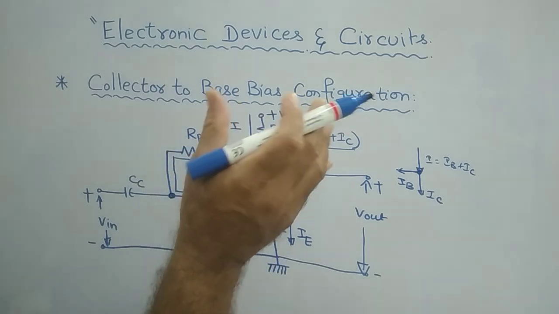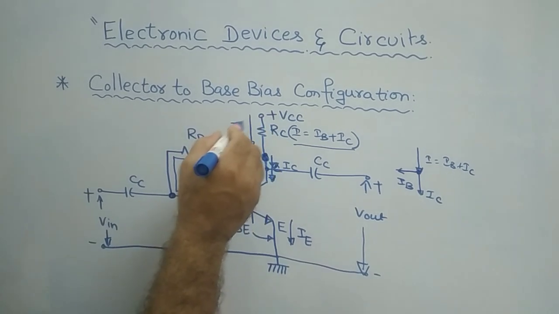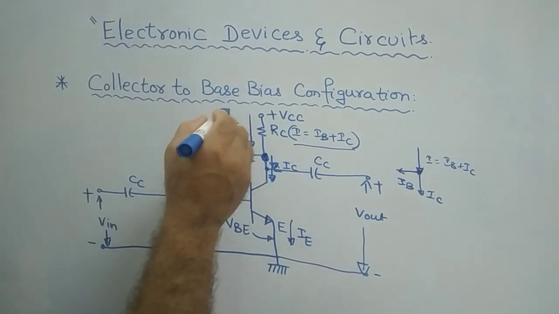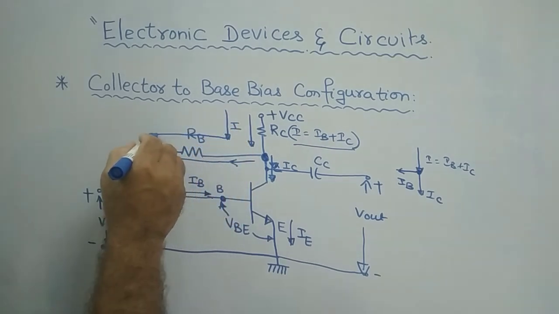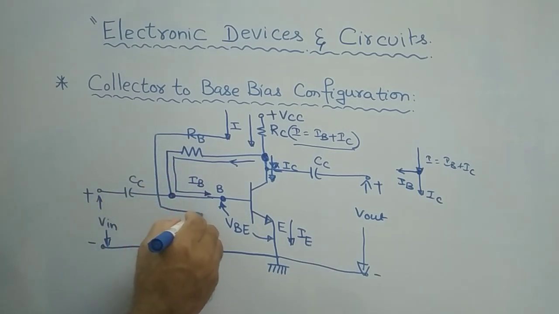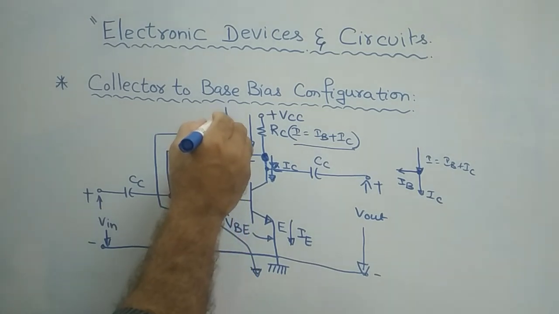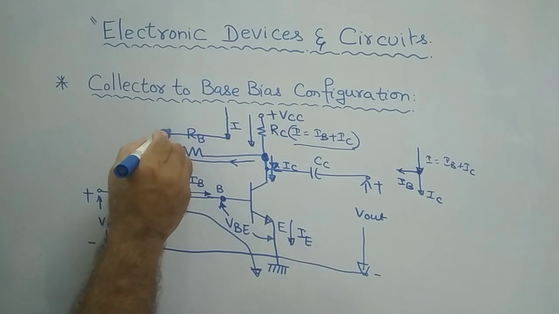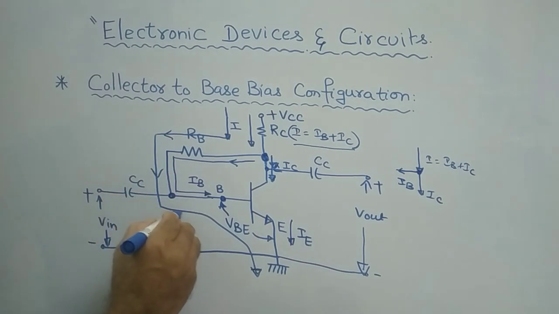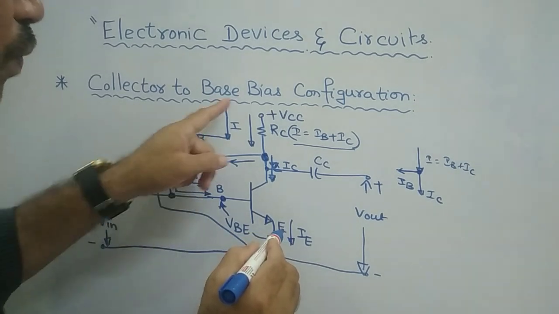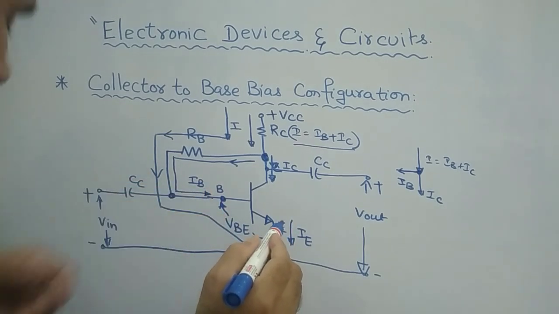Now, in the same way as we have seen in the fixed bias configuration, in this configuration also, let us apply Kirchhoff's voltage law at the input loop. The input loop is nothing but from plus VCC, the flow goes to RB, then comes to the base side and goes to the ground side. If you take the flow of the loop voltage, it will be like this. From plus VCC it comes to RB and then in this direction. This is the input loop of the transistor. Clear?